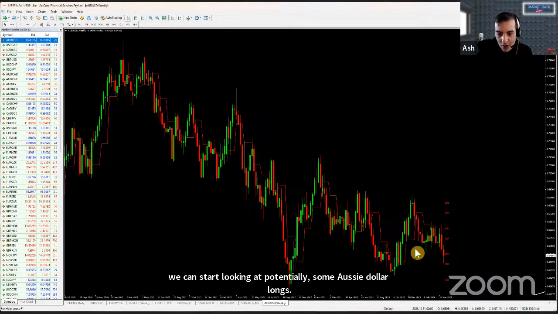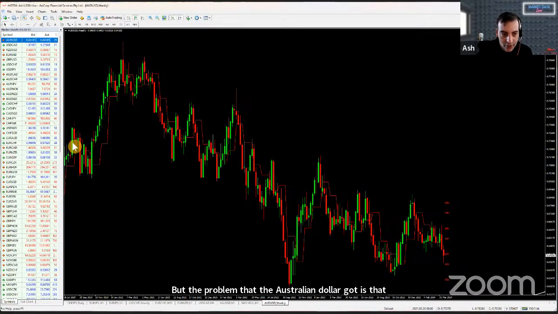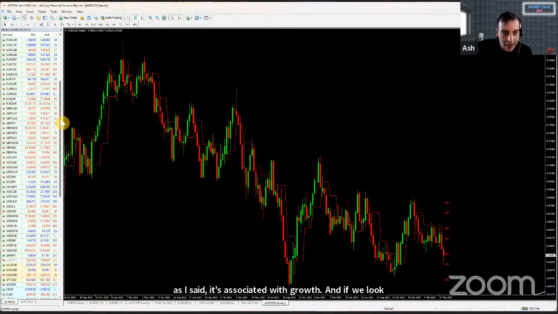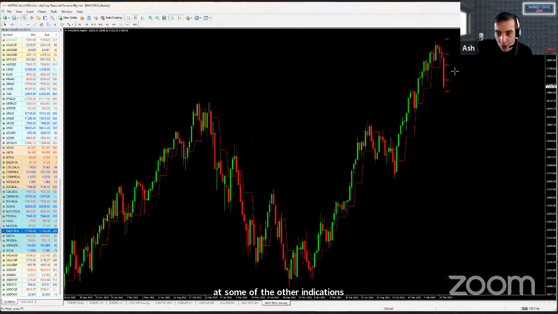But the problem that the Australian dollar's got is that, as I said, it's associated with growth. And if we look at some of the other indications of market sentiment, look at the NASDAQ. It has just been absolutely obliterated over the last week. The last few weeks it was weakening, but this is a huge sell-off. When you compare previous sell-offs, that bar's not as big.